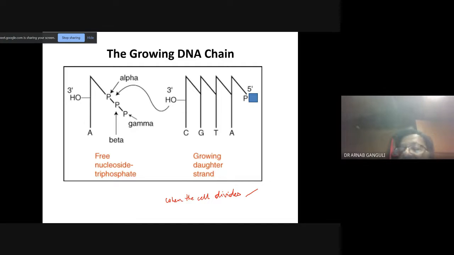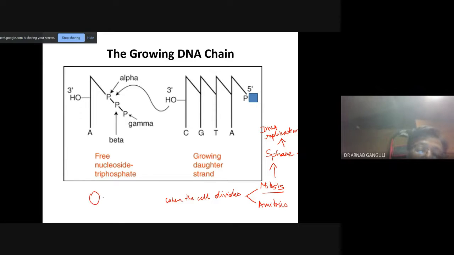When does the cell divide? The cell divides in two ways. Once during mitosis, when cell division takes place, at that time, in the S phase, there is DNA replication. It also divides in bacteria through the process of amitosis.